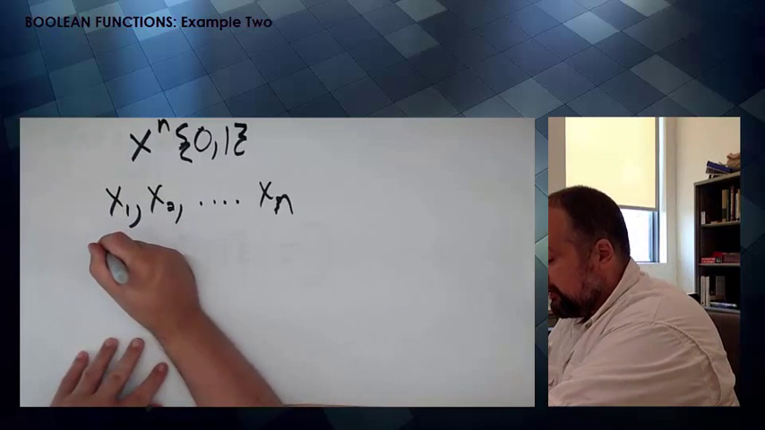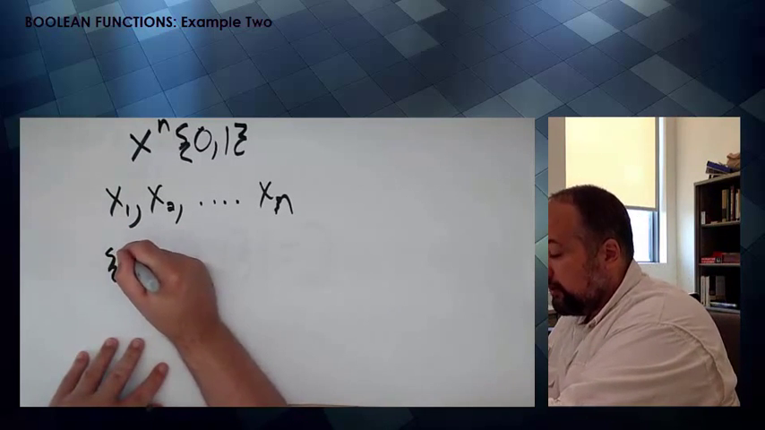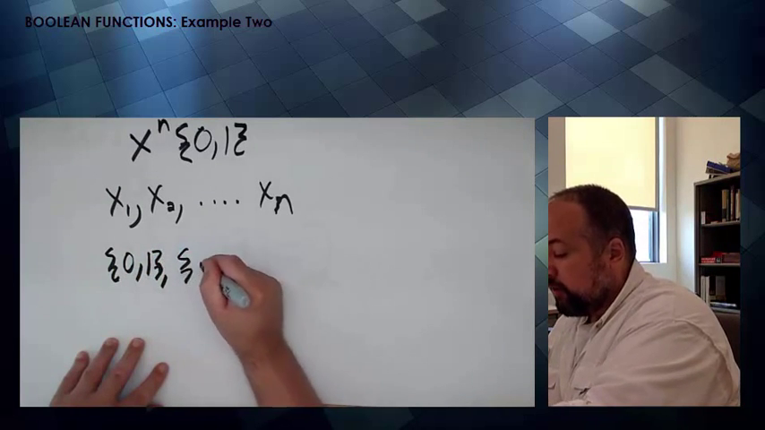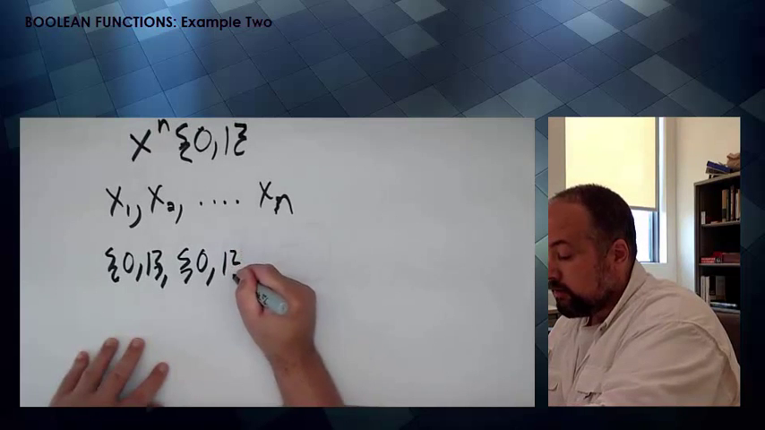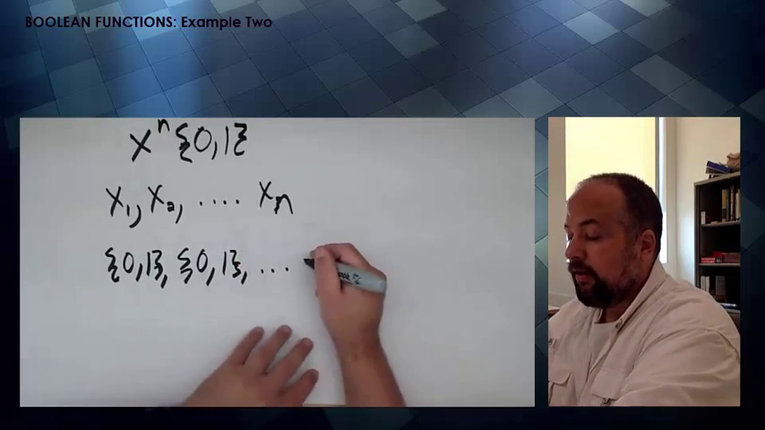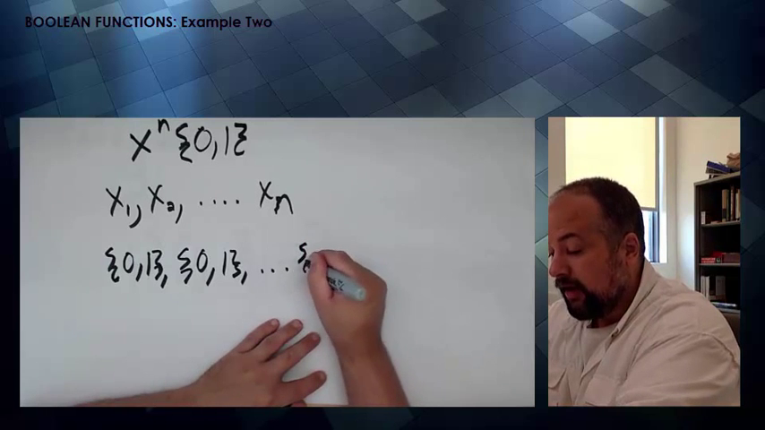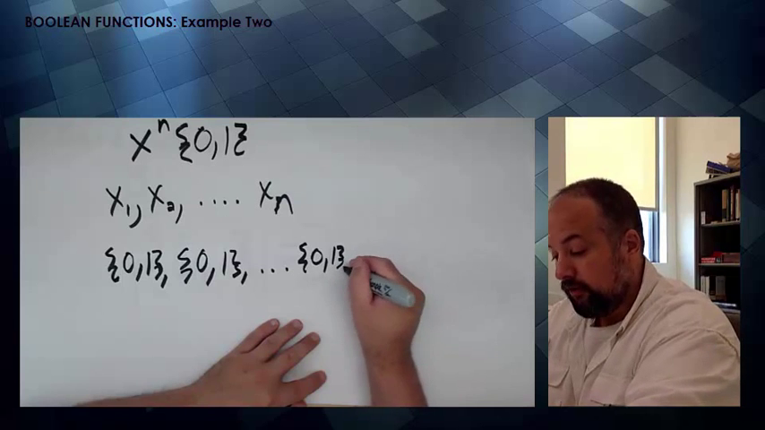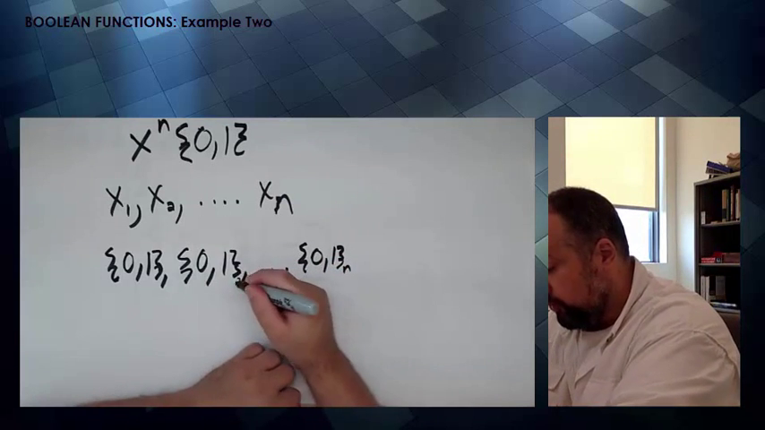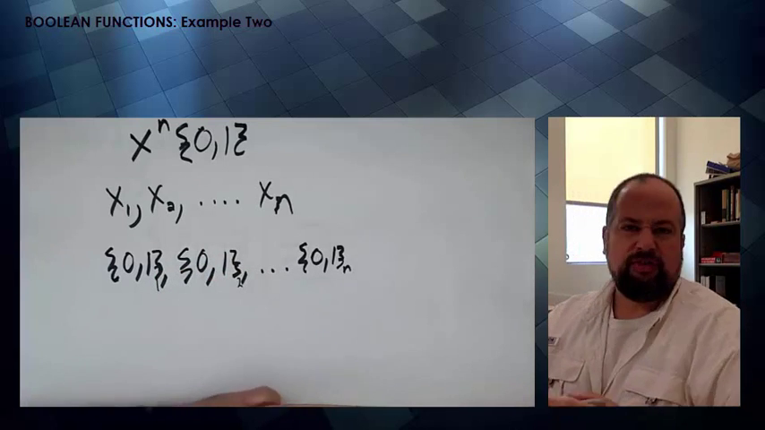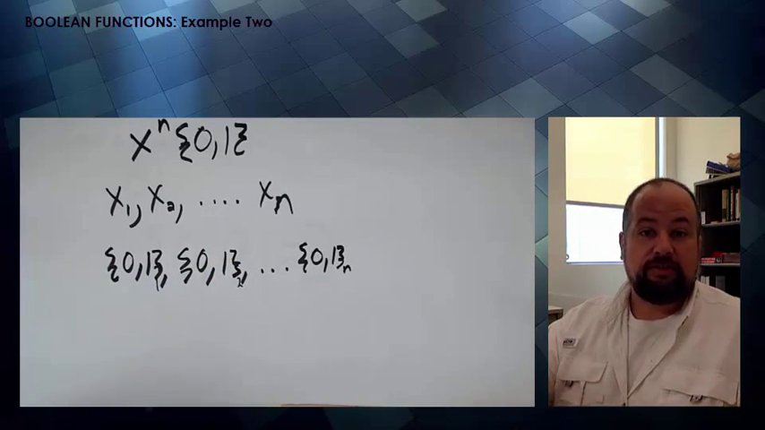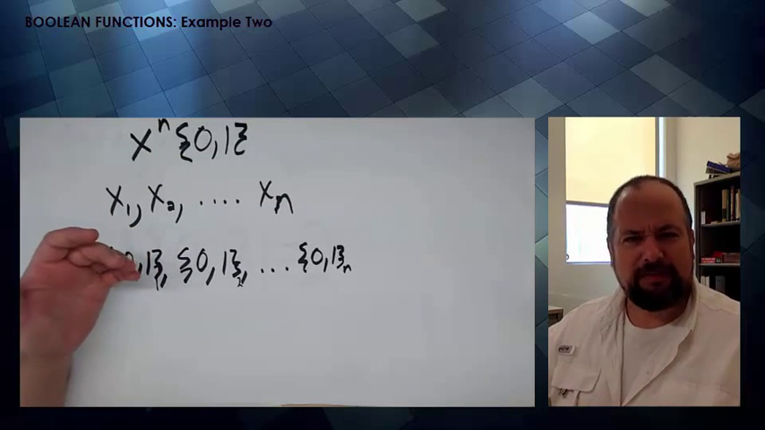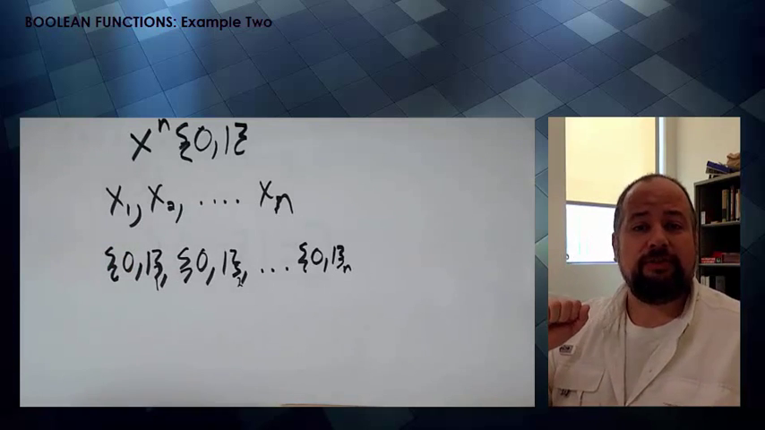And what that really means is, for the first item, we have 0 or we have 1. For the second item, we have 0 or we have 1. All the way down until the nth item, 0 or 1. That's the symbology that we've been using.